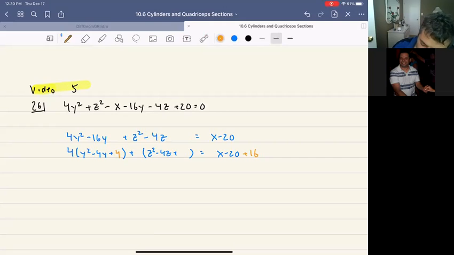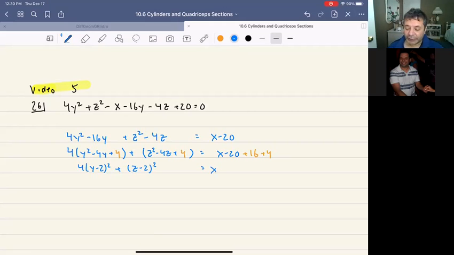Over here, I'm adding 4 again. So I get 4 times y minus 2 squared plus z minus 2 squared equals x.